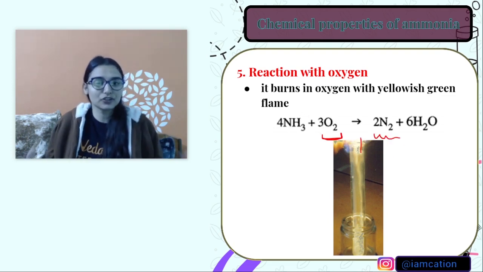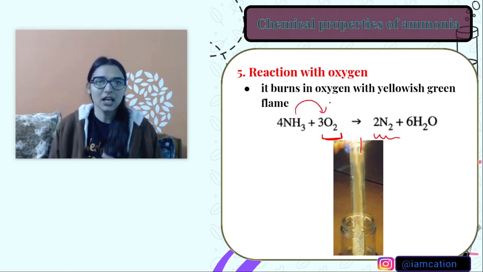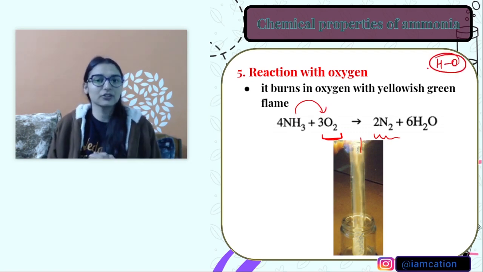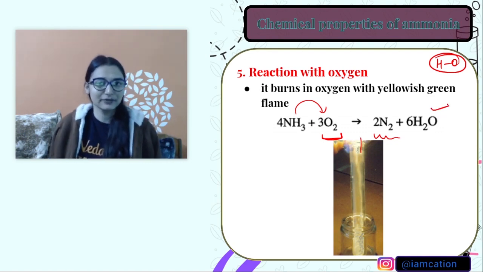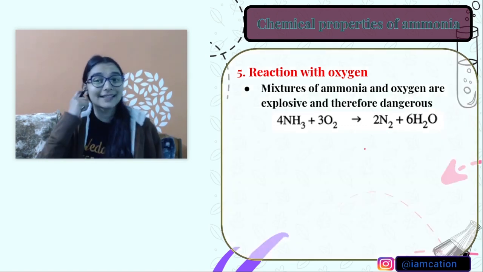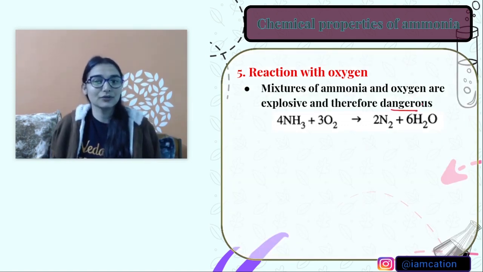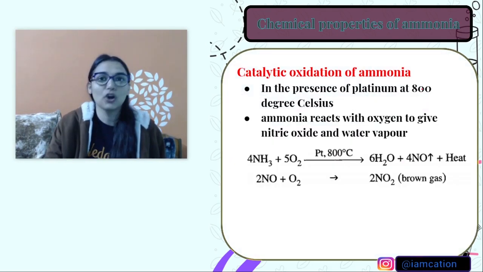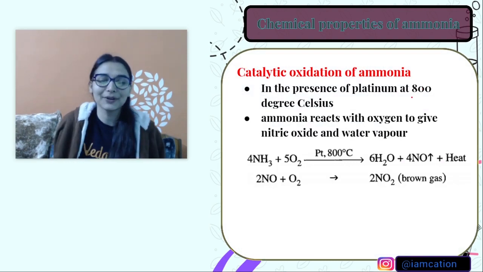The driving force of the reaction is the affinity of hydrogen for oxygen. Hydrogen and oxygen have a very strong affinity to bind with each other, so water formation is favored in the reaction and we would be getting a yellowish green flame. Now this is an explosive reaction, it is dangerous, so we have to be very careful because we are mixing ammonia with oxygen, so this carries risk.